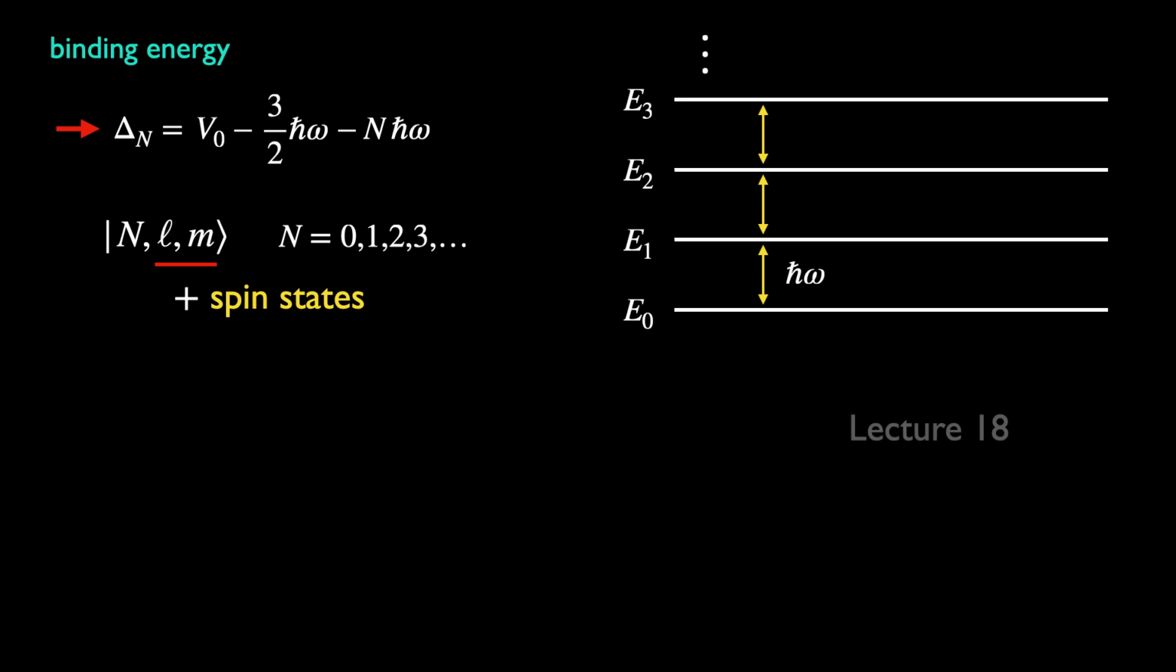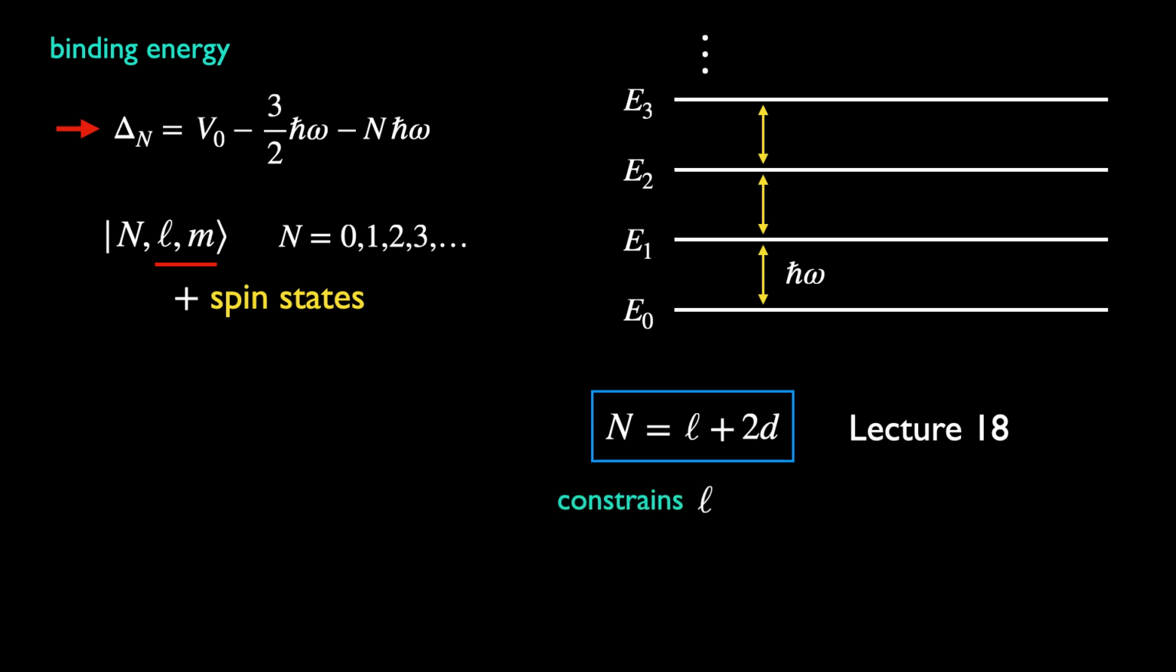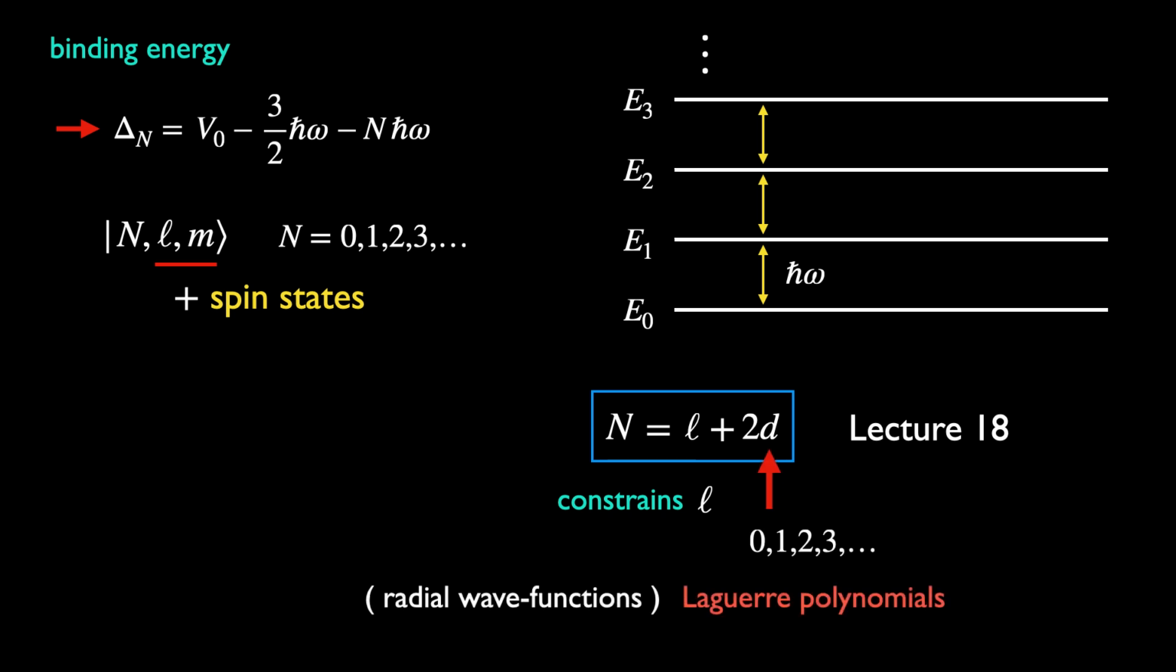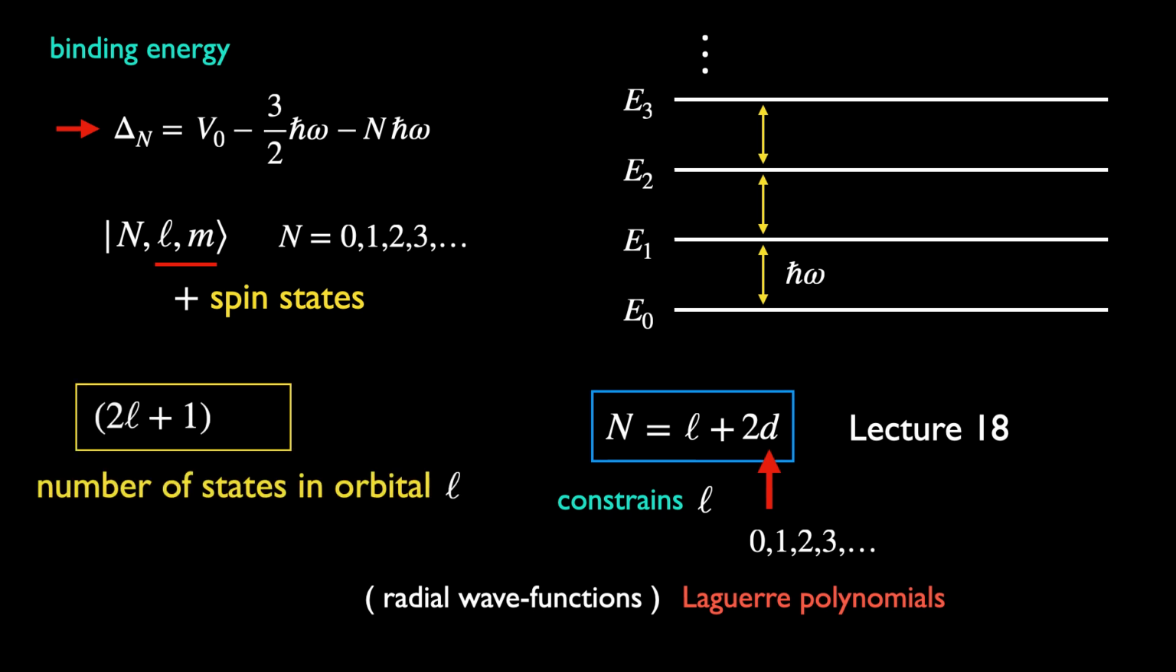Another result from lecture 18 is this relation between the quantum number n and angular momentum L. This serves as a constraint on L for each level n. D is the degree of the Laguerre polynomials, which is part of the radial wave function of the 3D harmonic oscillator. Similar to the case of electrons, for each L, the number of states is 2L plus 1 times 2. This comes from two spin states.